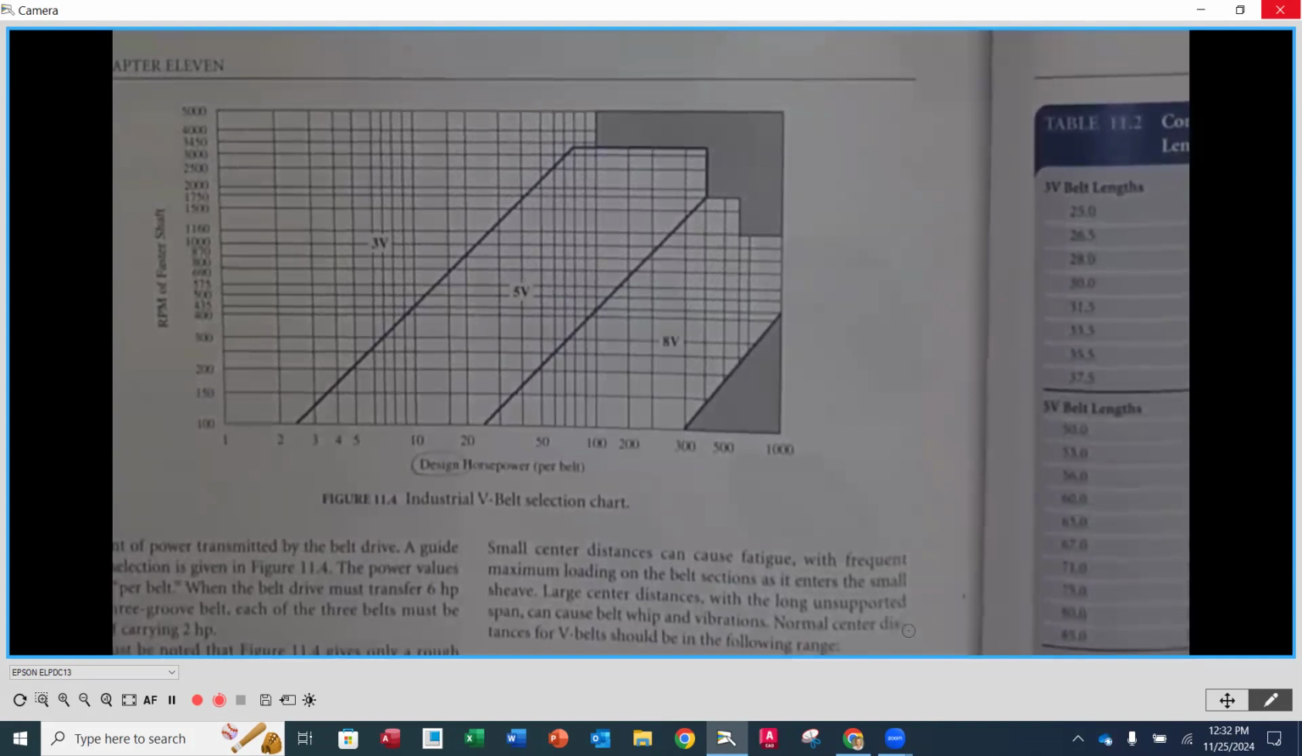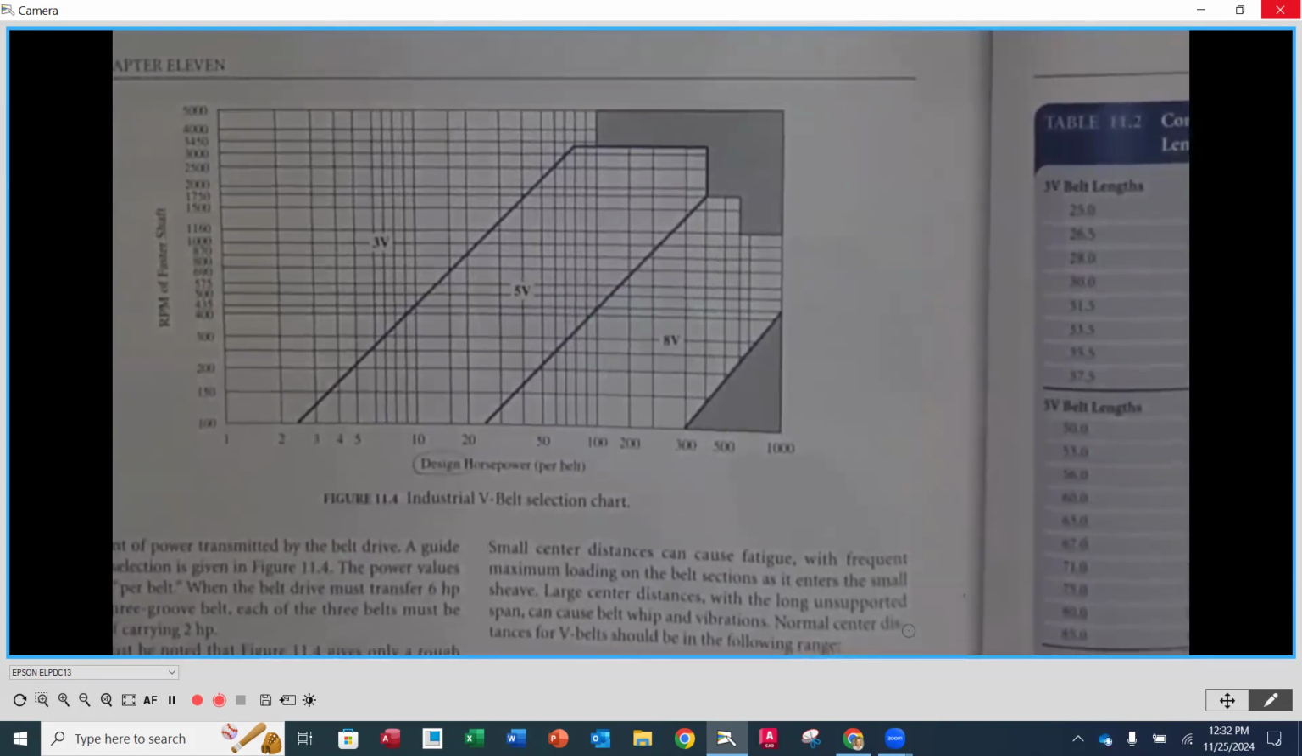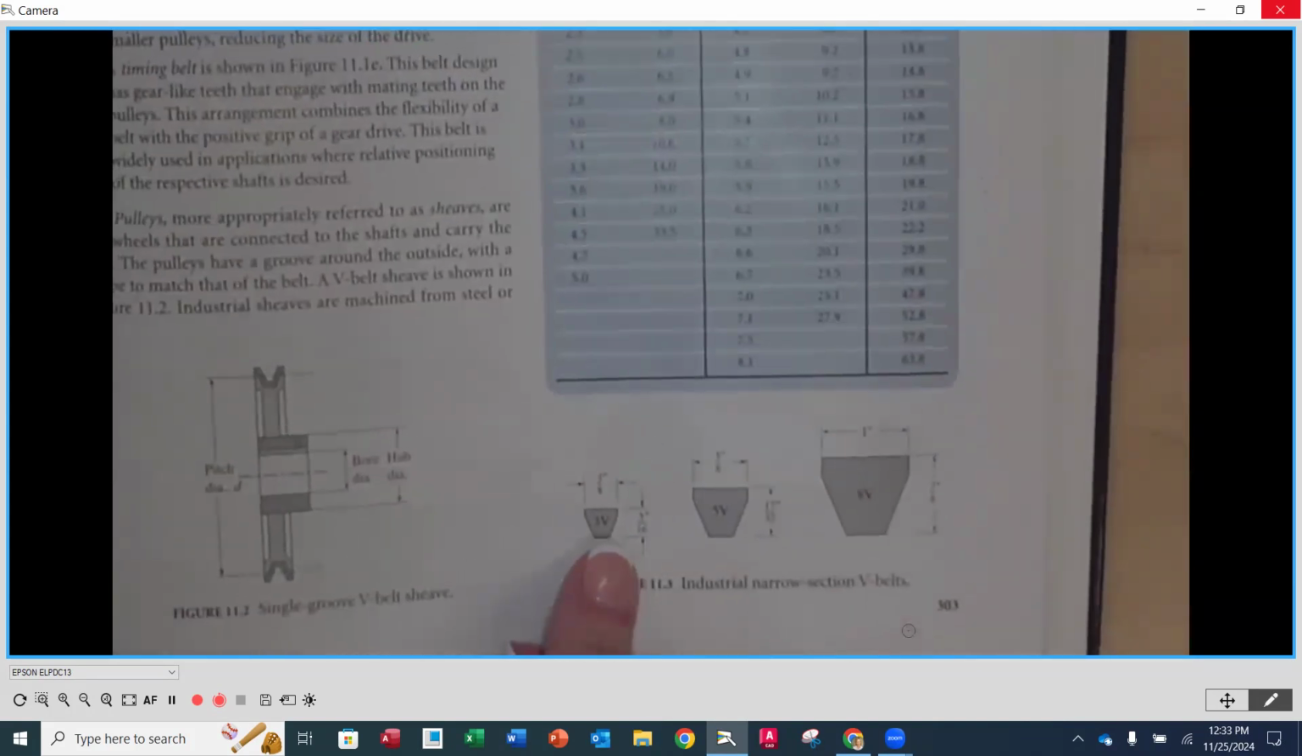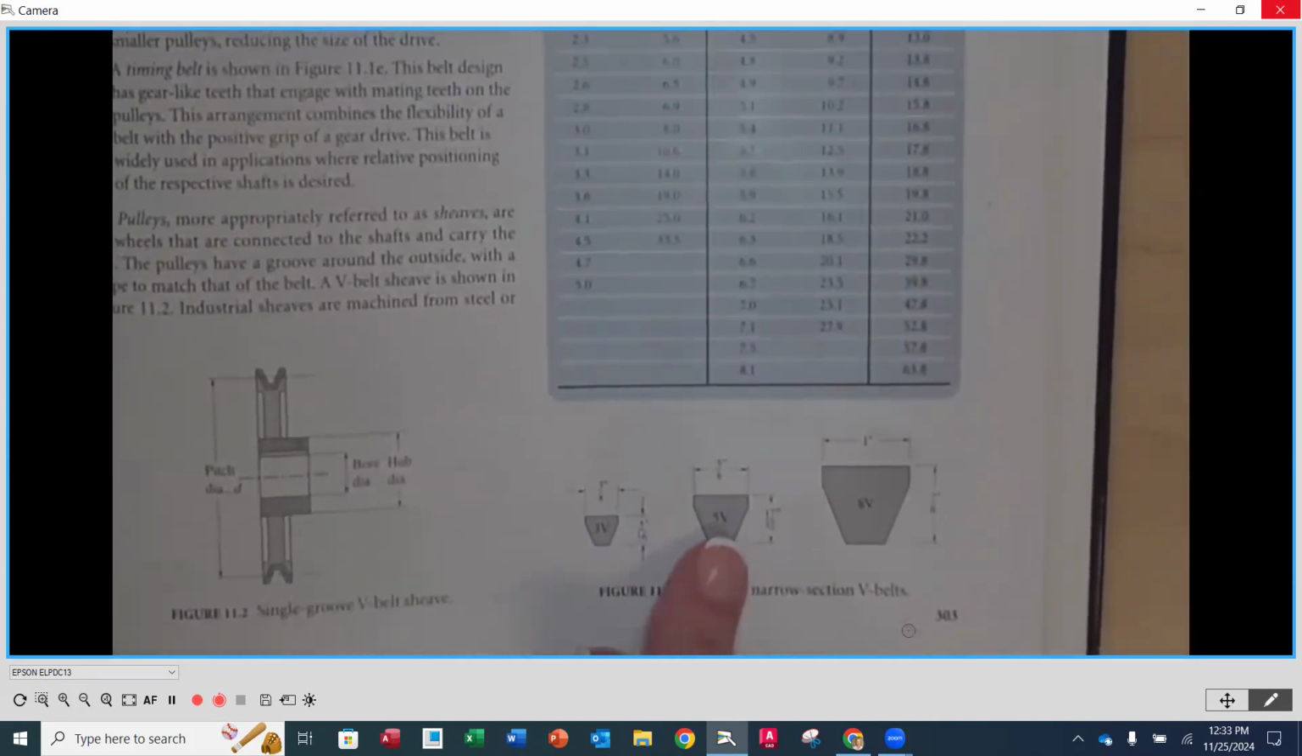Now, I always say start with, because then you go through that design process, and if you need to, you can always adjust. And like I said, if you find that it's not big enough because we picked a 3V, then you can always go up to the next size, all right?